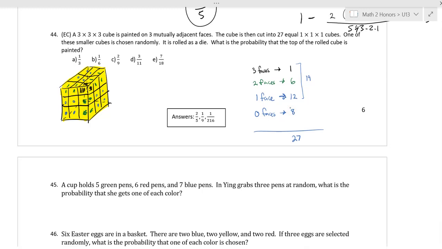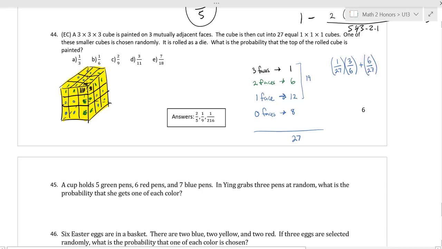Alright, so I'm going to randomly pick a cube. Now if I pick the cube with 3 faces, the probability that I pick that one is 1 out of 27. And if I were to pick that cube, I also want the top face to be painted. And on that particular cube, 3 of the 6 faces are painted. Or what else could happen is I could pick one of the cubes that have 2 faces painted. Well, what's the probability of that happening? Well, there's 6 out of 27 cubes.